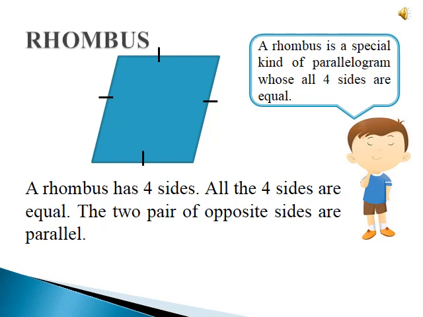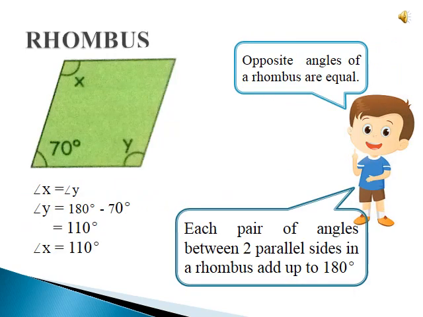Okay children, let's move to the next shape, that is the rhombus. Now let's quickly recall the properties of a rhombus. A rhombus has four sides, all four sides are equal and the two pairs of opposite sides are parallel. A rhombus is a special kind of parallelogram whose all four sides are equal. Now keeping that prior knowledge in mind, let's understand how to find the unknown angles in a rhombus. In a rhombus, the opposite angles are equal and each pair of angles between two parallel sides also add up to 180, the same thing that we have learned in the parallelogram.